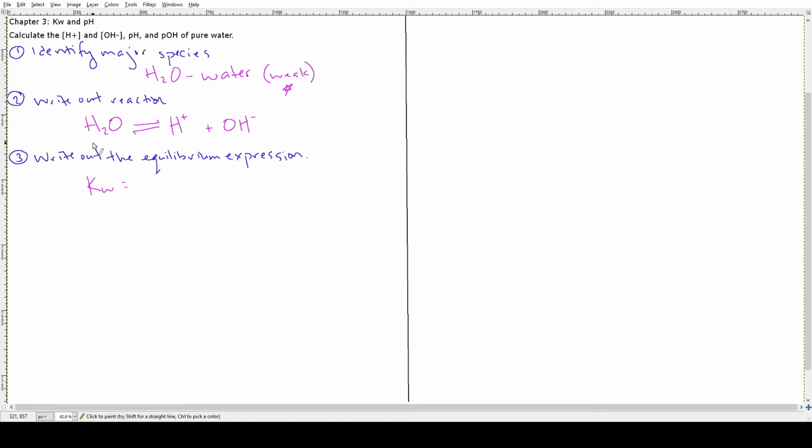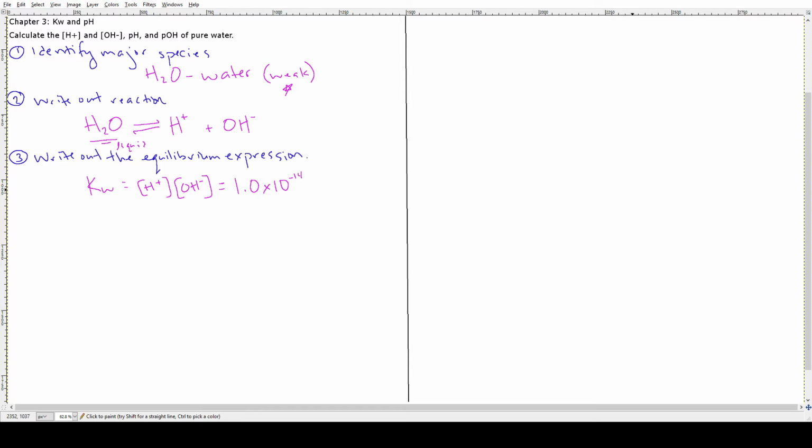And since we know H2O is a liquid, do we include that in our Kw? Hopefully you said no, we don't. It's a liquid. We don't include liquids or solids, just aqueous solutions and gases. So here are my products. They go in the numerator. I have no reactants, so it's over 1. And we know, because we have this memorized, that Kw is equal to 1.0 times 10 to the negative 14. Oops, that should be a 4.